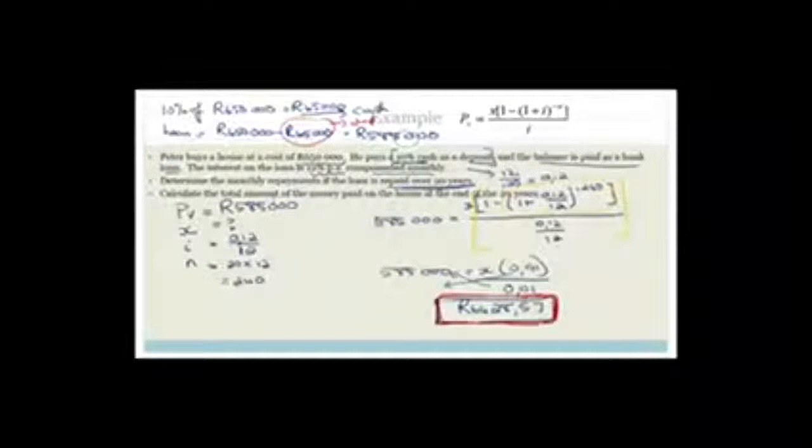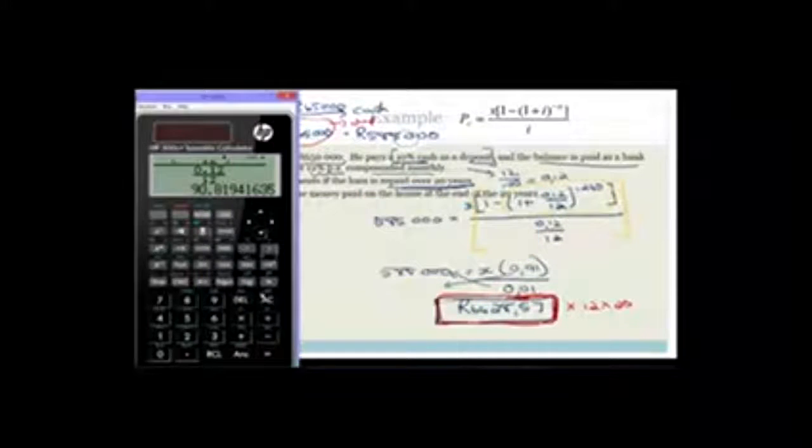Let's move on to another example. Oh no, sorry. Now it says calculate the total amount of money paid on the house at the end of the 20 years. Okay, well, that's very easy because this 6,428.57 includes the interest, right? So he has paid a 65,000 rand deposit. He's also going to pay the 6,428.57 for 12 times a year for 20 years. So that is the amount of money he's going to pay entirely.